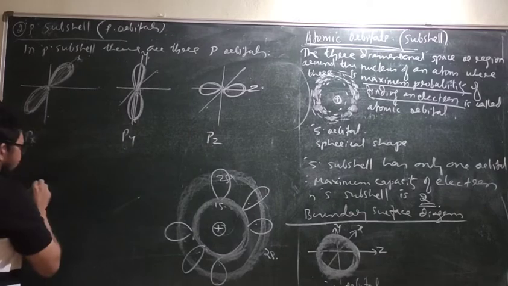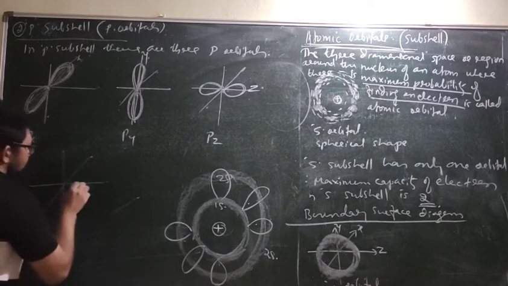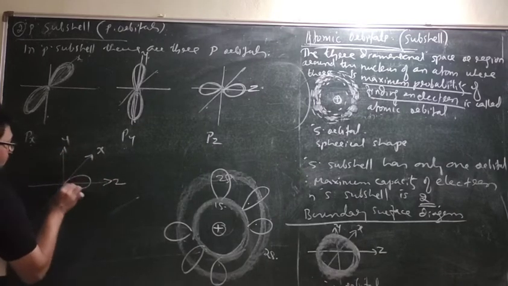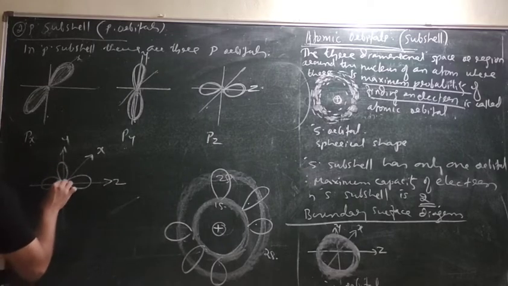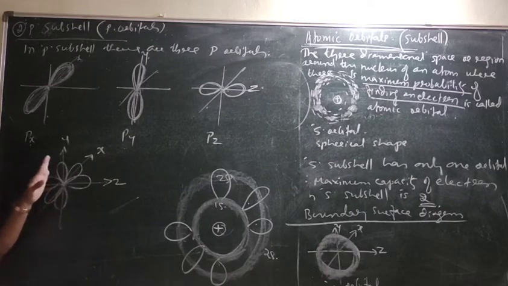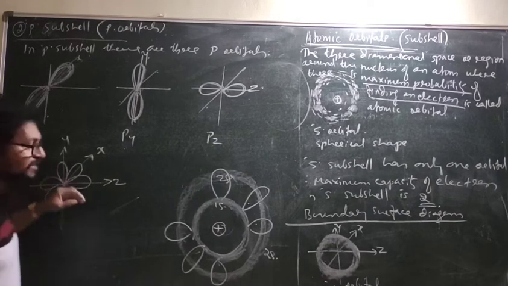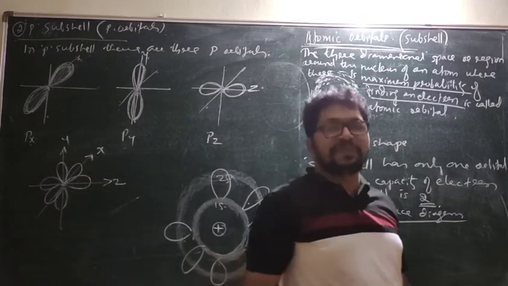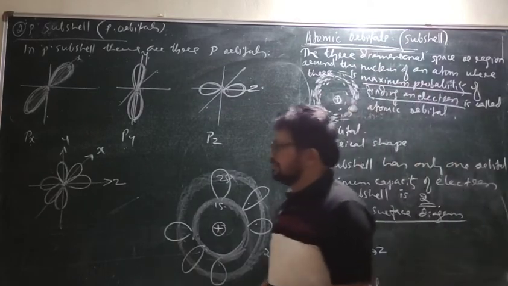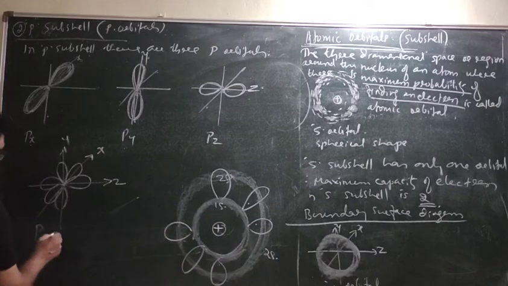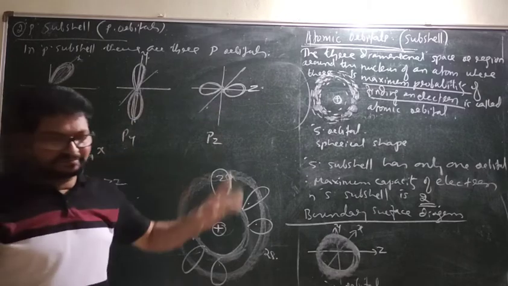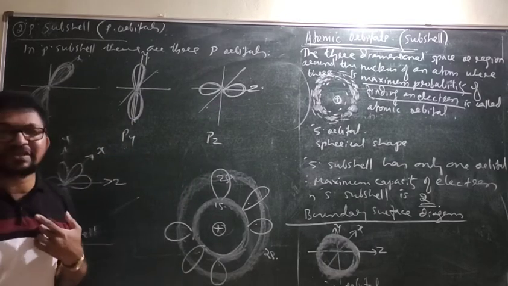So you can collectively show it like this. This is Z, X, Y. Px coming out of the board and going into the board. So a three-dimensional figure we are drawing on a two-dimensional board. Correct now? What is orbital? The three-dimensional space around the nucleus. So this is p subshell. How many p orbitals are there in the p subshell? 3 are there.